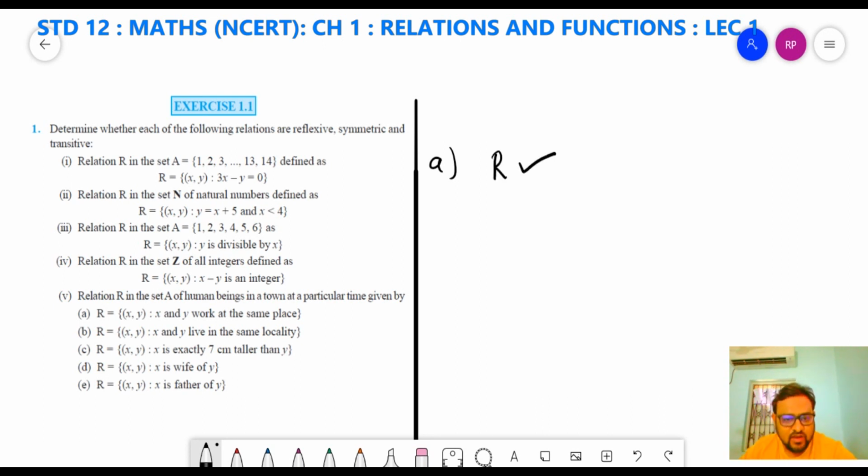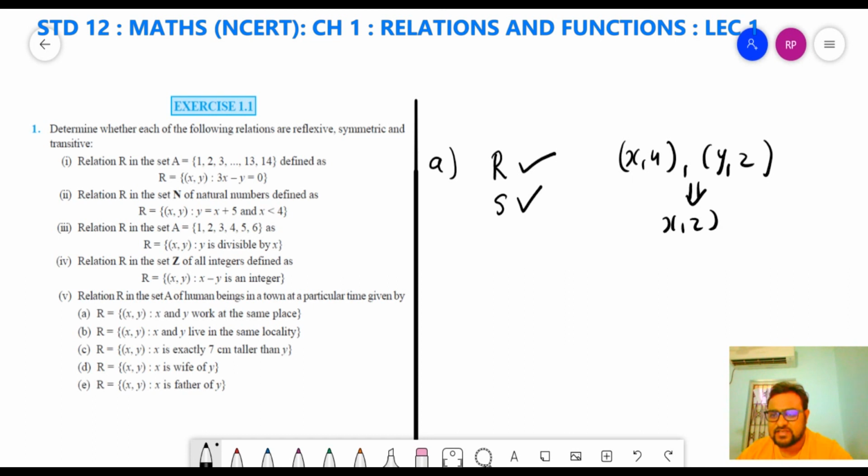Now x and y work at the same place, that means xy belongs to R. Then y and x also work at the same place, right? It's just the reverse, so it is also symmetric, right? The third one, x and y work at the same place, y and z work at the same place, so obviously this will imply that x and z also work at the same place. So this belongs to R, this belongs to R, this also belongs to R, so it is transitive, hence it is an equivalence relation. Yeah, so like this you solve B, C, D and E also.